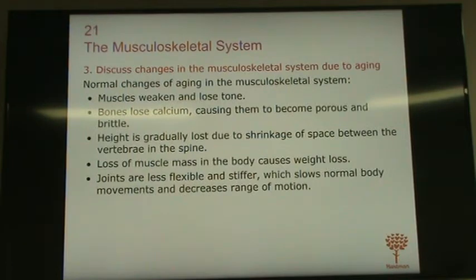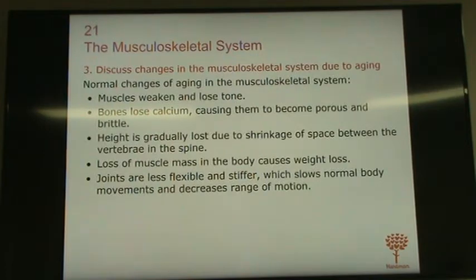that we always want to pay attention to. Normal changes of aging. How does the musculoskeletal system affect the elderly? So that we understand. Remember, in all systems, as we get older, what happens? Everything decreases. Things that used to be more, now is less. Things that used to be strong, now is weak.